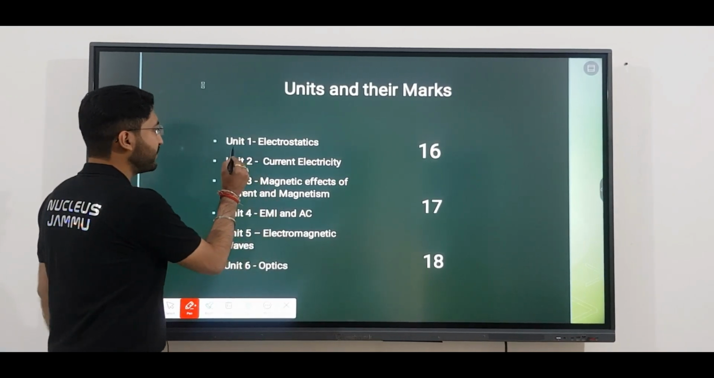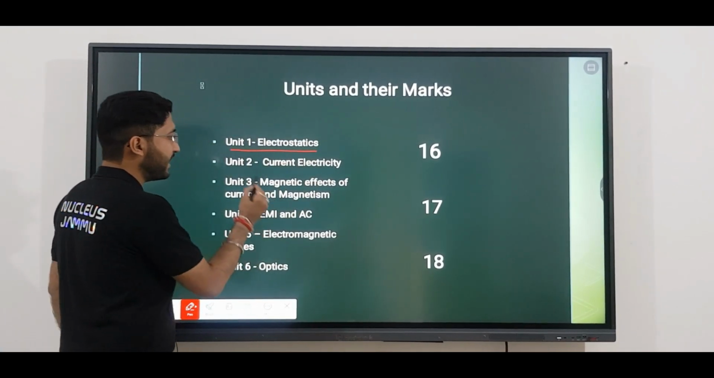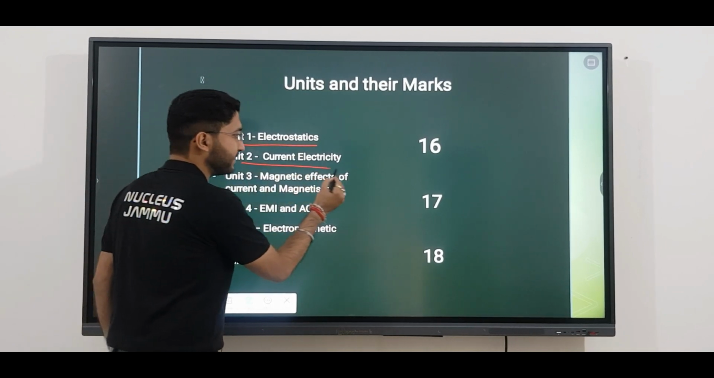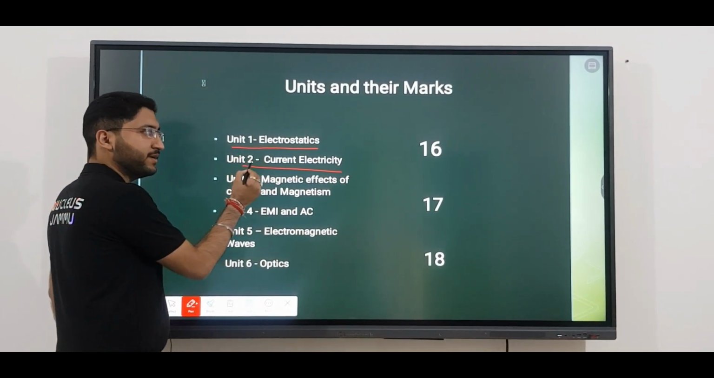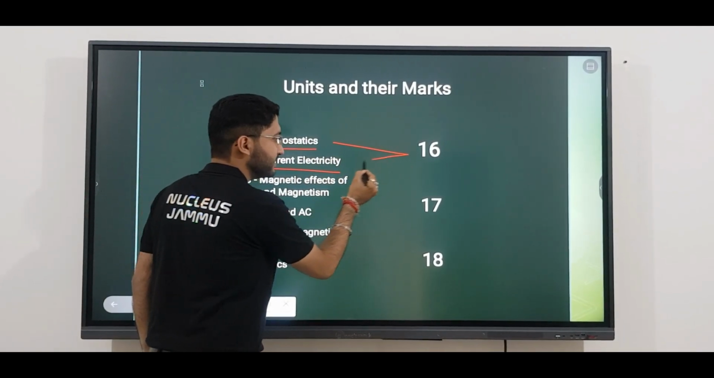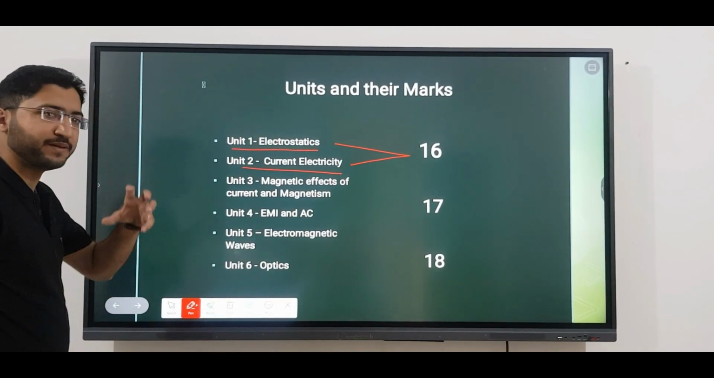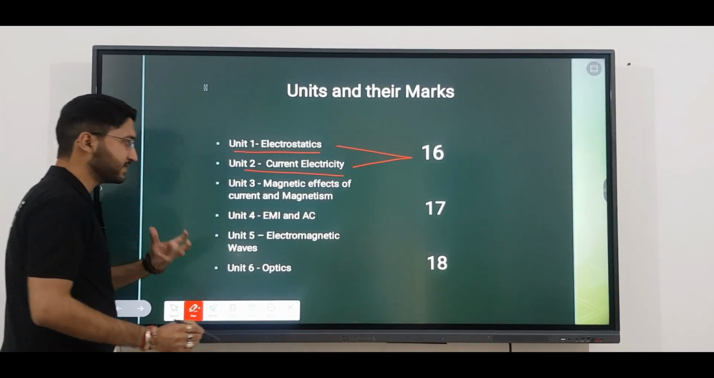As you know, your first unit is electrostatics and your second unit is current electricity. Unit first and unit second both contain 16 marks for the CBSE final paper of physics.